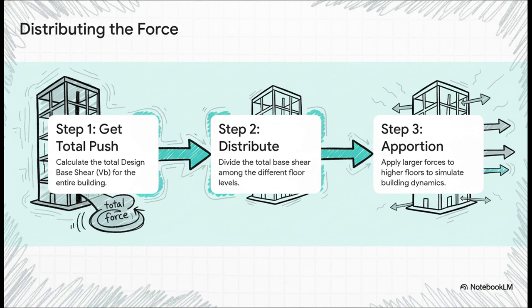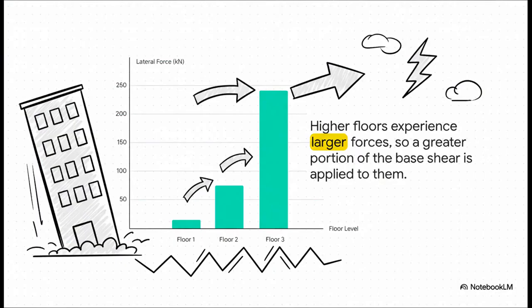Step 1, you calculate that total push, the base shear we just talked about. Step 2, you divide that total force up and assign a piece of it to each floor. And step 3, and this is super important, you don't distribute it evenly. You actually have to apply more force to the floors higher up. And this chart shows you exactly why.